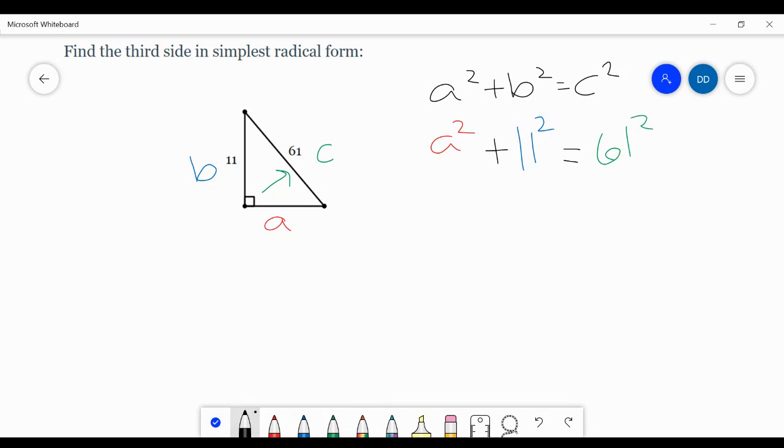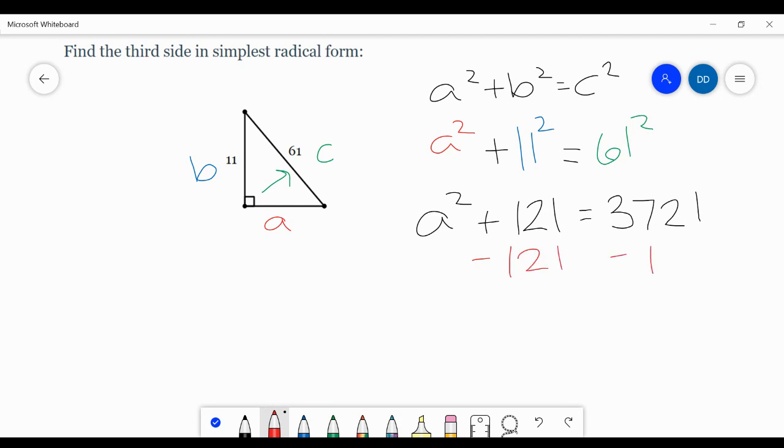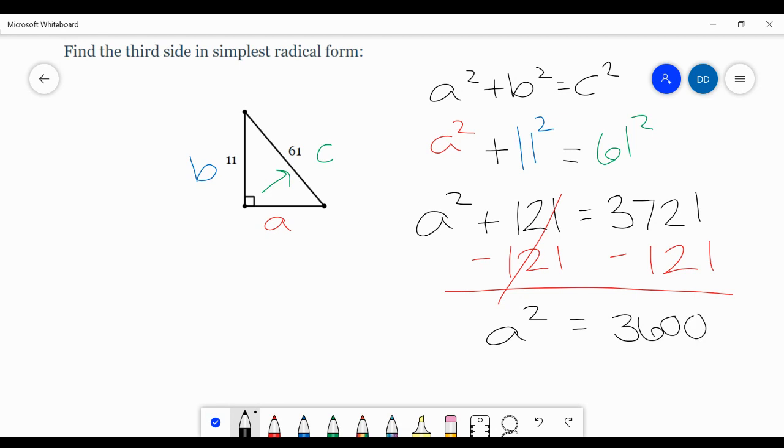So now let's simplify what we know. We can't do A squared because we don't know what A is. 11 squared is 121. And 61 squared is 3,721. We want to solve for A, so let's subtract 121 on both sides. That cancels, so we're left with A squared equals 3,600. Let's get rid of that square, so we're going to square root both sides. So we get A is equal to, and the square root of 3,600 is 60. So this is a perfect square.